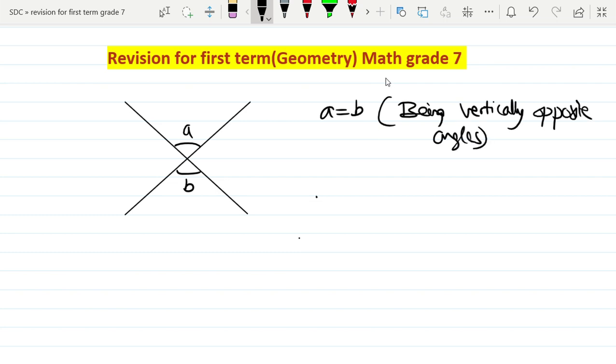In the same diagram, we can find another pair of vertically opposite angles, C with D. The same reason you have to provide: being vertically opposite angles. So relating to this, let's do one solution over here.